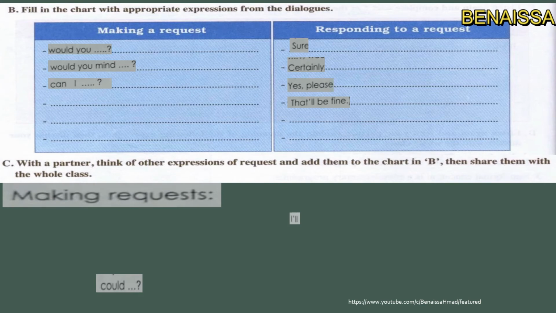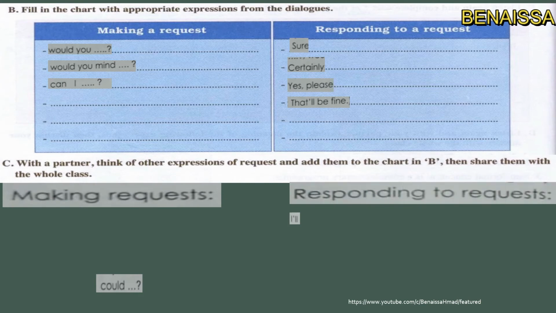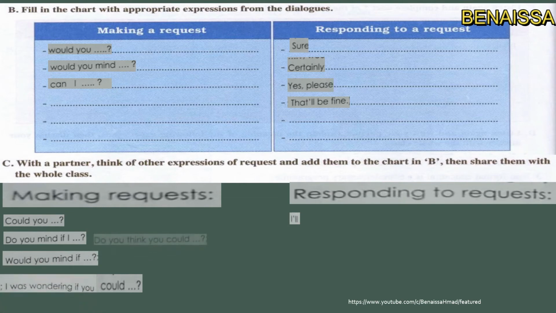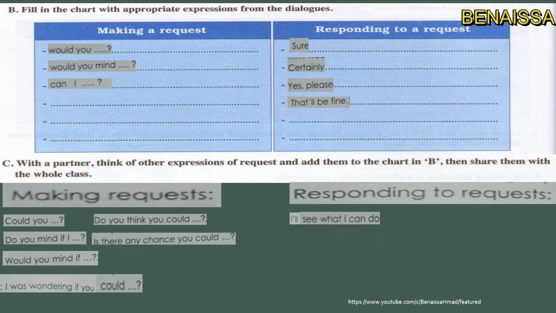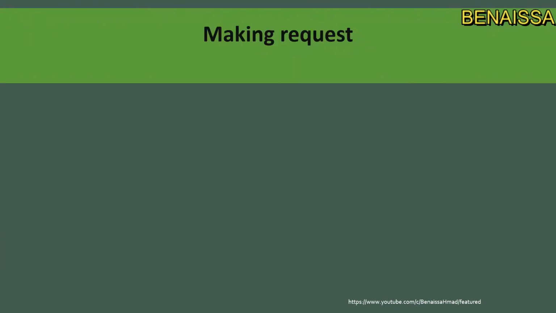For example, here we have making a request and responding to requests. In making a request we have could you, do you mind if, would you mind if, I was wondering if you could, or do you think you could. There is another expression we see, is there any chance you could. For responding, I will see what I can do. I'm afraid I can't. Now let's move to other expressions, or let's do a summary.